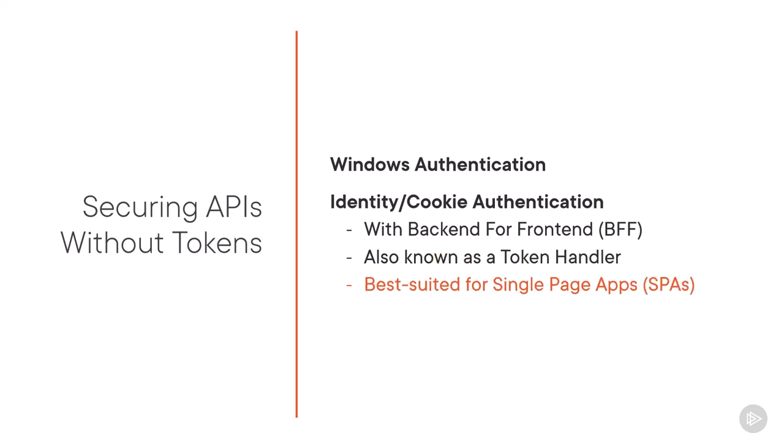Using cookie authentication or ASP.NET Core Identity alone is not recommended for web APIs, nor is storing tokens in browser storage where malicious scripts may be able to access them. The BFF token handler approach is best suited for single-page applications for these reasons.